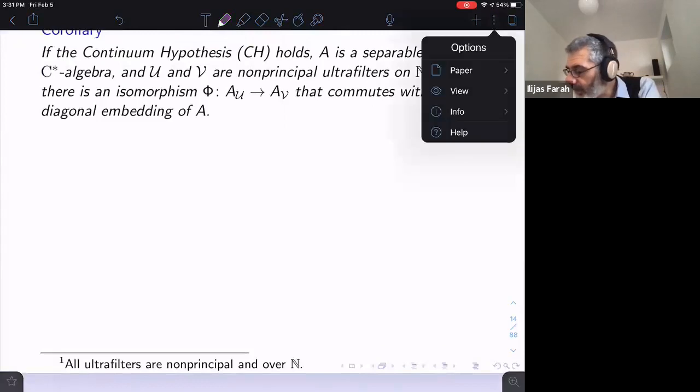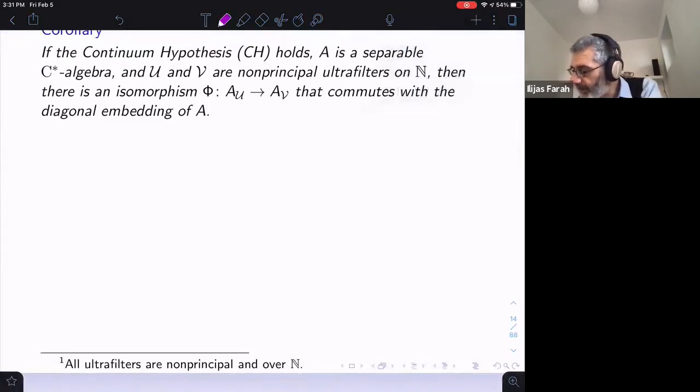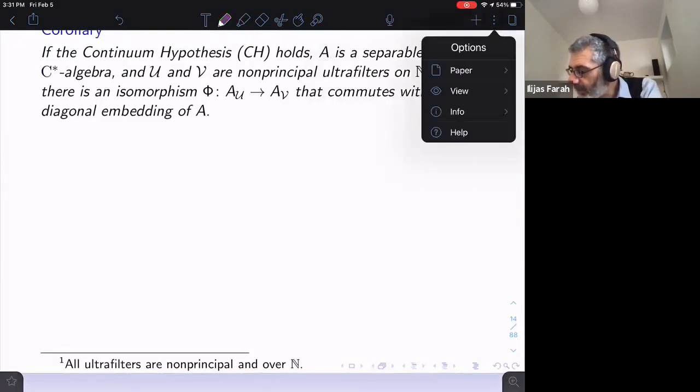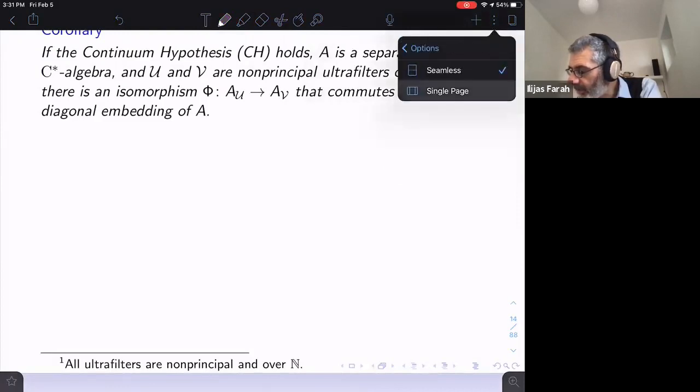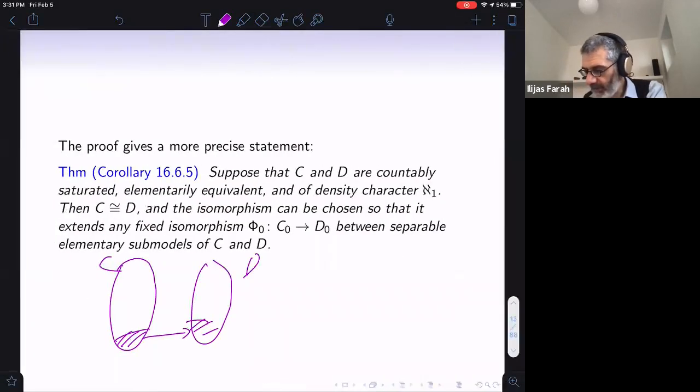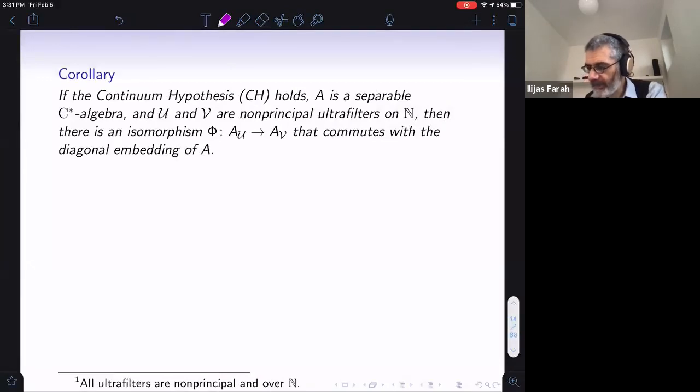Okay, I think this is the same slide as the previous. Oops. I think these two slides are, no, this is something else.